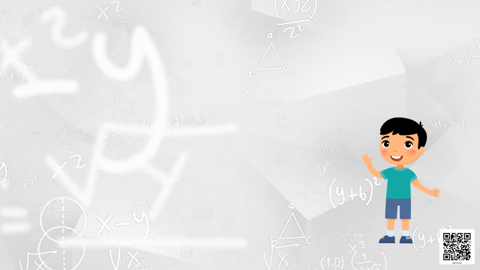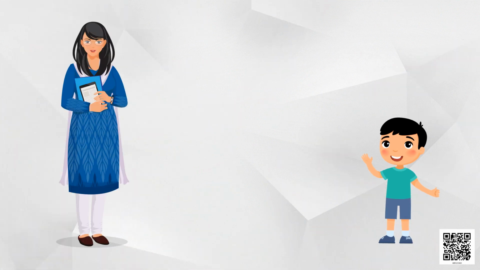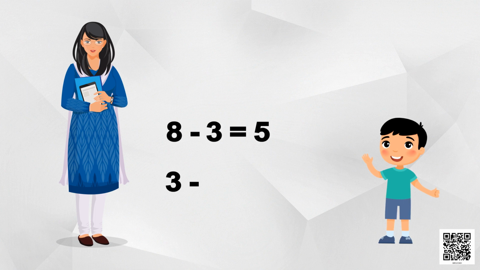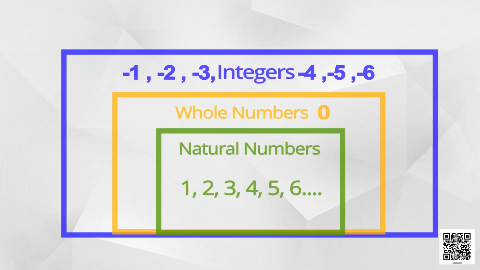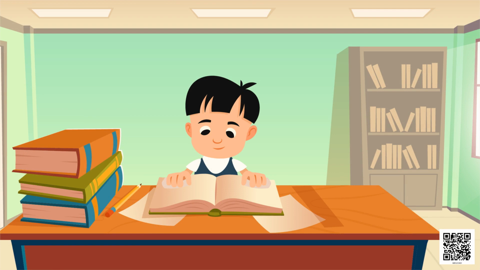Raman really enjoyed mathematics. One day he asked his teacher, "If we subtract 3 from 8, we get 5. But if we subtract 8 from 3, what will we get?" The teacher then told him the answer would be -5, which is a negative integer. This way he came to know that when negative numbers are clubbed with whole numbers, we get a set of numbers called integers.